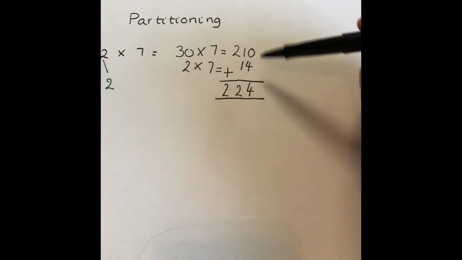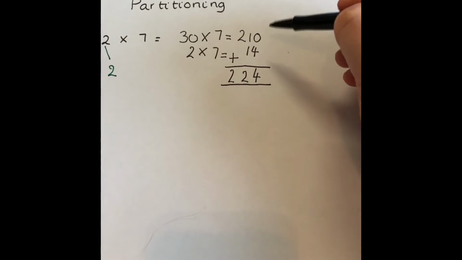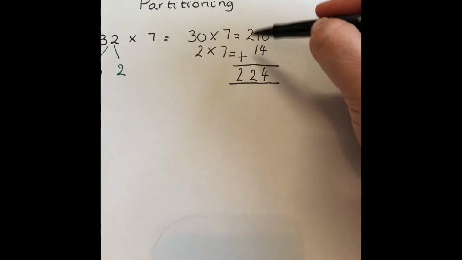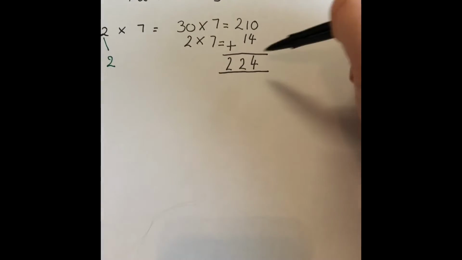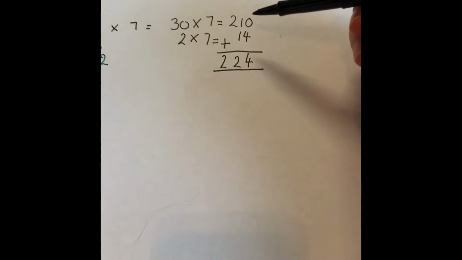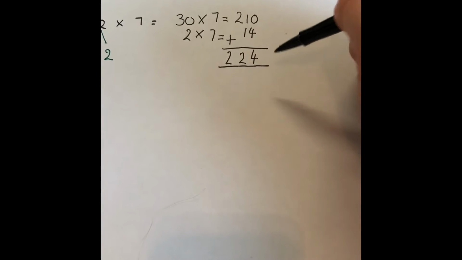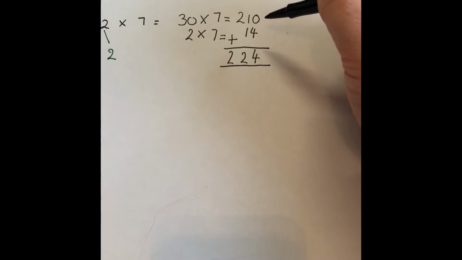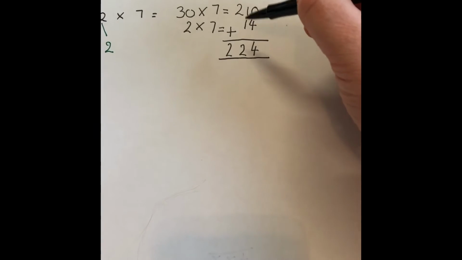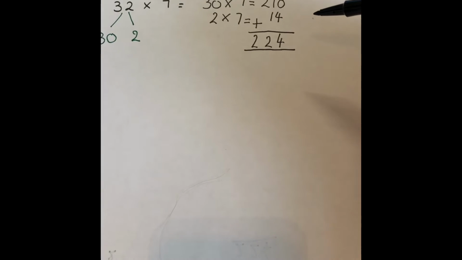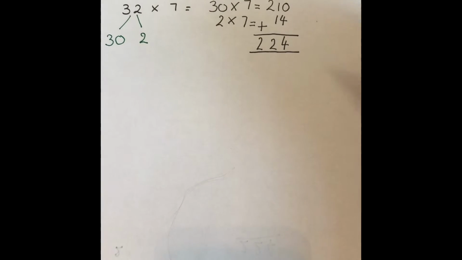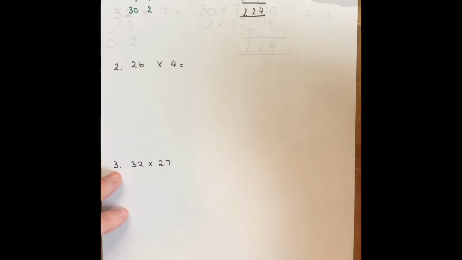Now when you're adding them together in your chimney sum, you need to make sure that your units, tens, hundreds, or if you have a bigger number with thousands or 100,000s, all line up, because it can be easy at this step to make a small mistake. So we need to make sure that your units and your tens and your hundreds are all lined up in the correct column. Okay? Let's have another go with another example.